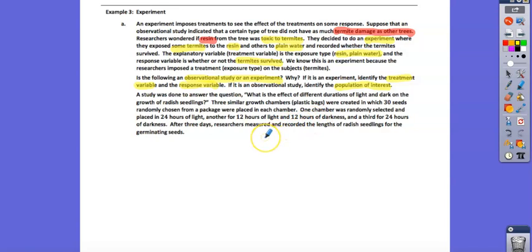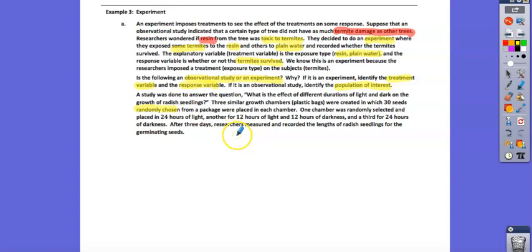A study was done to answer the question, what is the effect of different durations of light and dark on the growth of radish seedlings? Three similar growth chambers, plastic bags, were created in which 30 seeds randomly chosen from a package were placed in each chamber. One chamber was randomly selected and placed in 24 hours of light, another for 12 hours of light and 12 hours of darkness, and a third for 24.